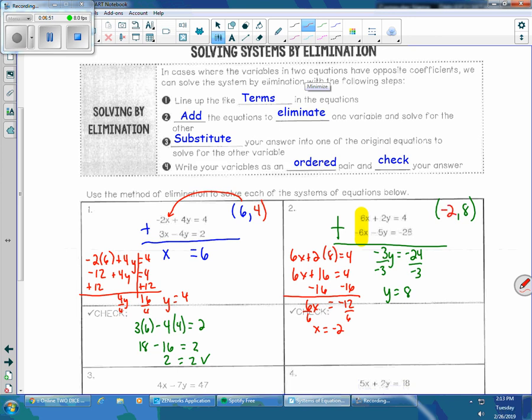So now I can check using my bottom equation, negative 6, instead of x I'm going to write negative 2, minus 5, instead of y I'm going to write 8, equals negative 28. Let's see if that works. Negative 6 times negative 2 is a positive 12. Negative 5 times 8 is a negative 40. Positive 12 minus 40 is negative 28. And negative 28 equals negative 28. So it's a good answer.